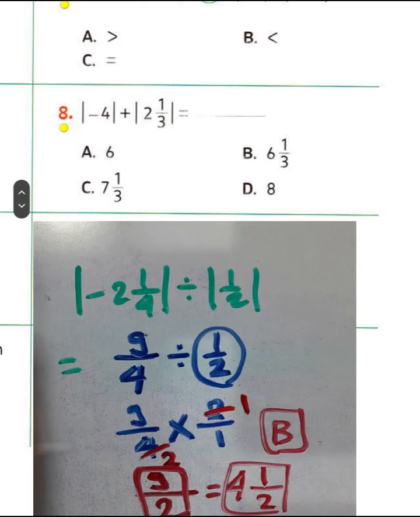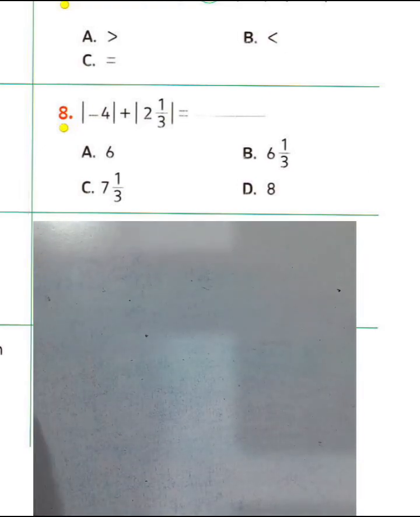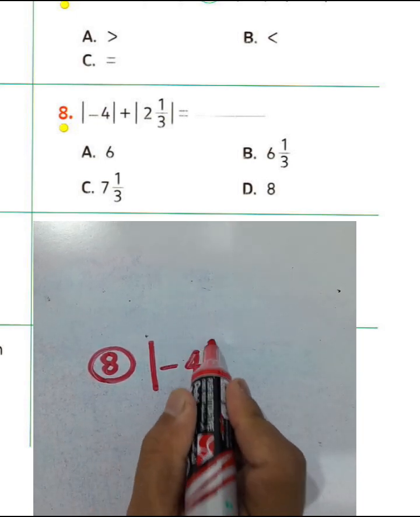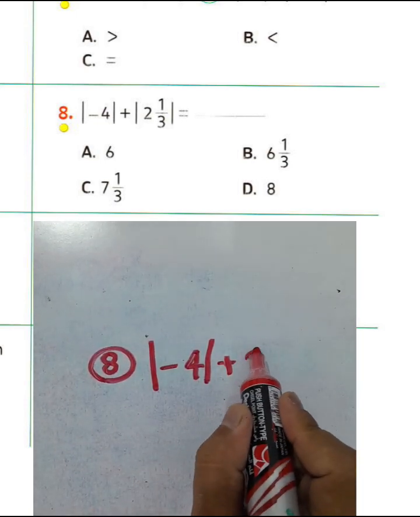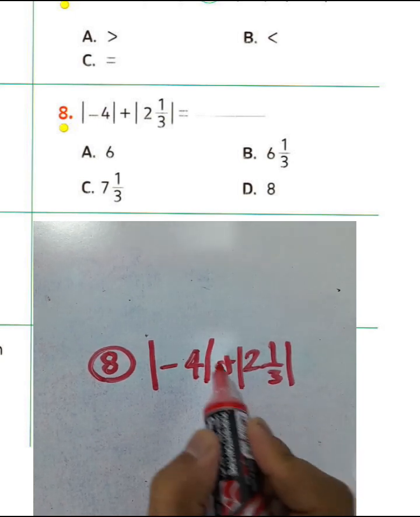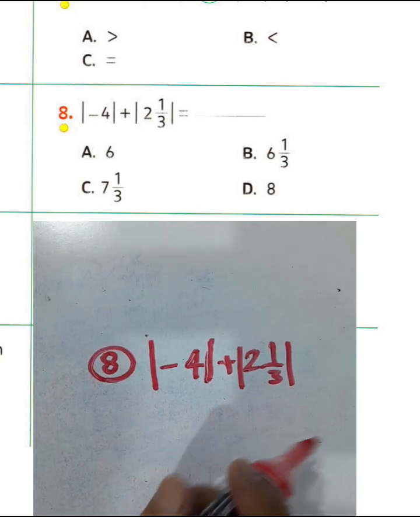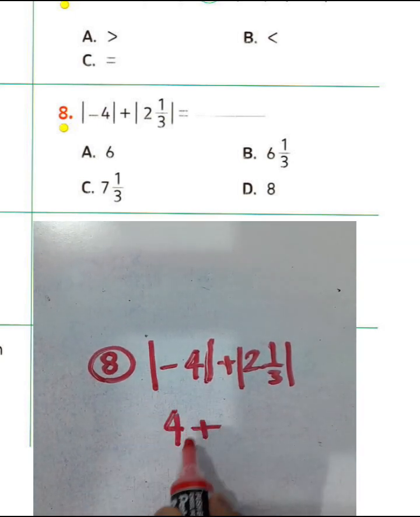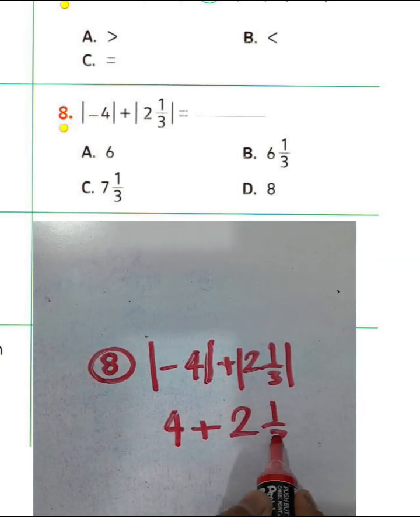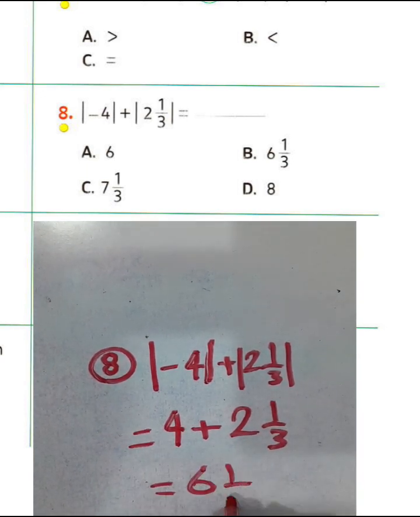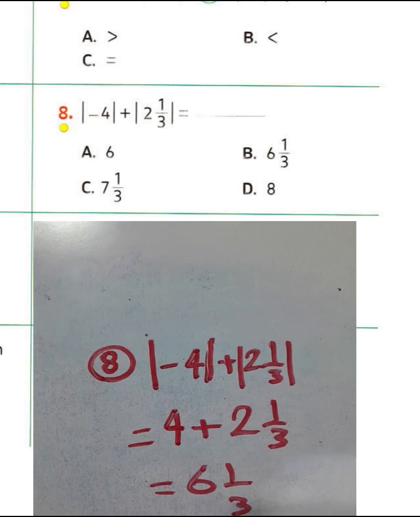Question 8. The absolute value of negative 4 plus 2 and 1/3. We must find the result of adding the two numbers. The absolute value here will be 4, and the absolute value here will be 2 and 1 over 3. We can add them. 4 plus 2 equals 6, and write 1 over 3 behind it. The result will be 6 and 1 over 3. Question 8, choose letter B.